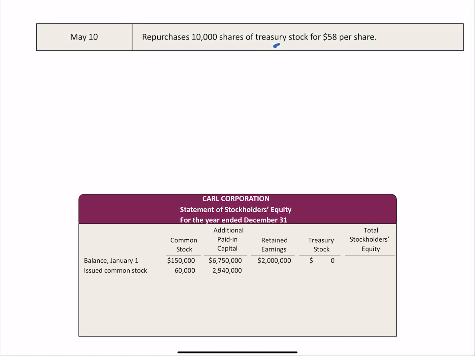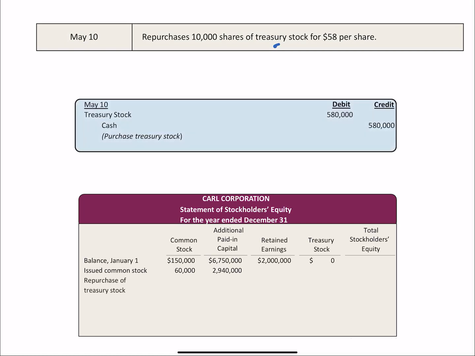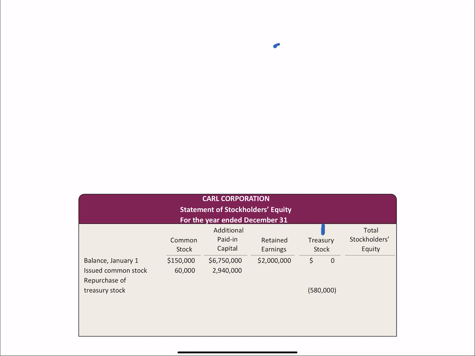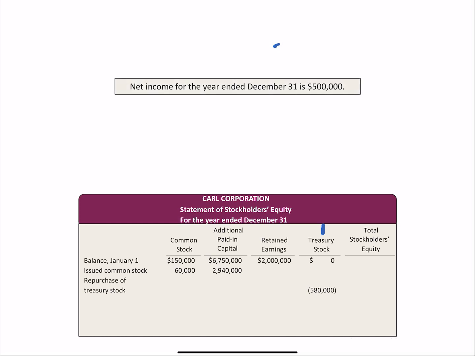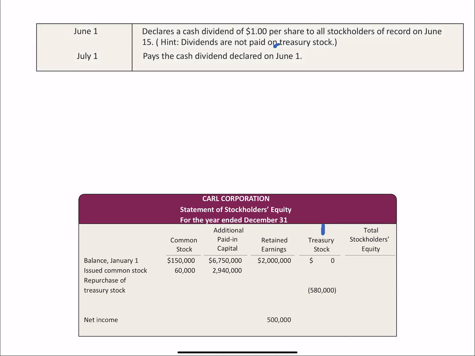Next, we repurchased 10,000 shares at $58. Well, we know we don't have to deal with paid-in capital when we're purchasing the treasury shares. We're simply debiting treasury stock, crediting cash. We can show that on our statement of stockholders' equity in our new column for treasury stock. Oh, I had net income. That's always a good thing. So what am I going to increase? I'm going to increase that retained earnings.